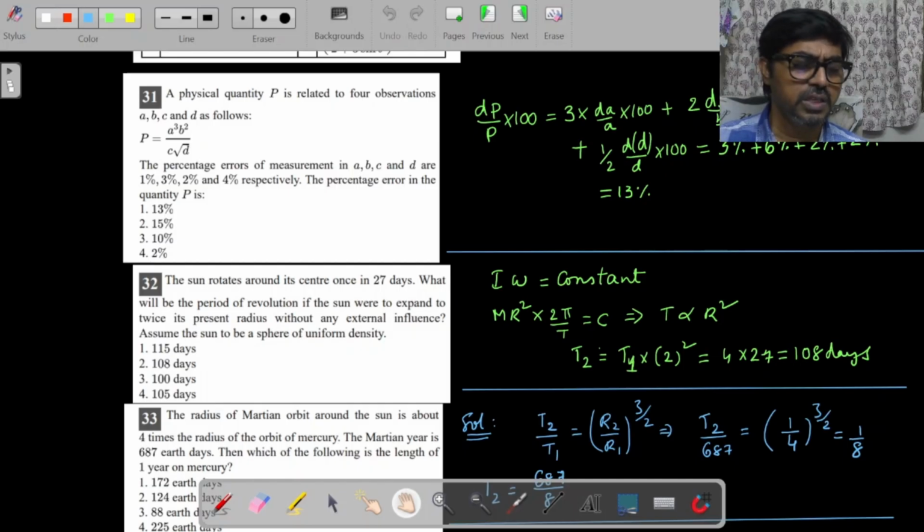Here the exponent becomes the multiplier. A's power is 3, so 3 becomes the multiplier, B's power is 2, so 2 becomes the multiplier, and for C the power is 1, so 1 is the multiplier. But we do not take minus here even though it is in the denominator, because we are dealing with a random error. We go for the maximum possible error, always positive. So plus only here, and the power of D is 1 by 2, root meaning 1 by 2, so that becomes the multiplier. You just substitute, you will get 13%. Very simple question.